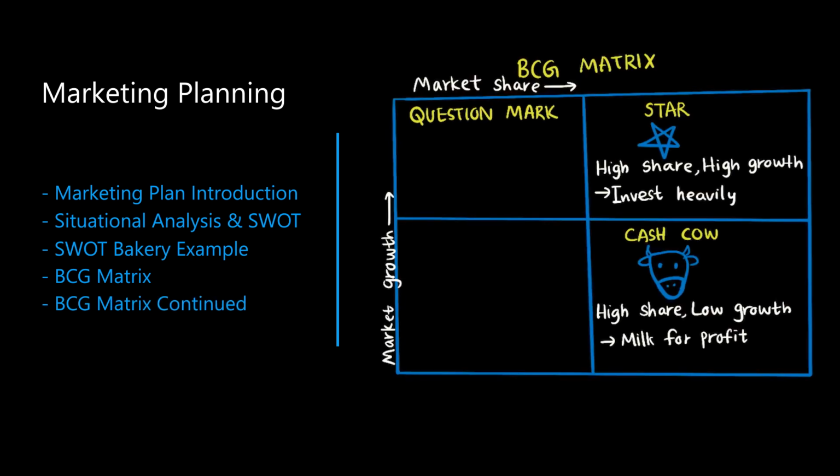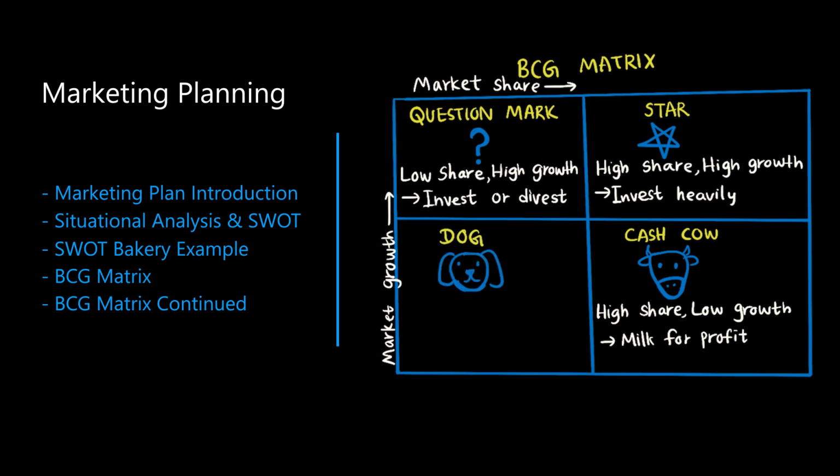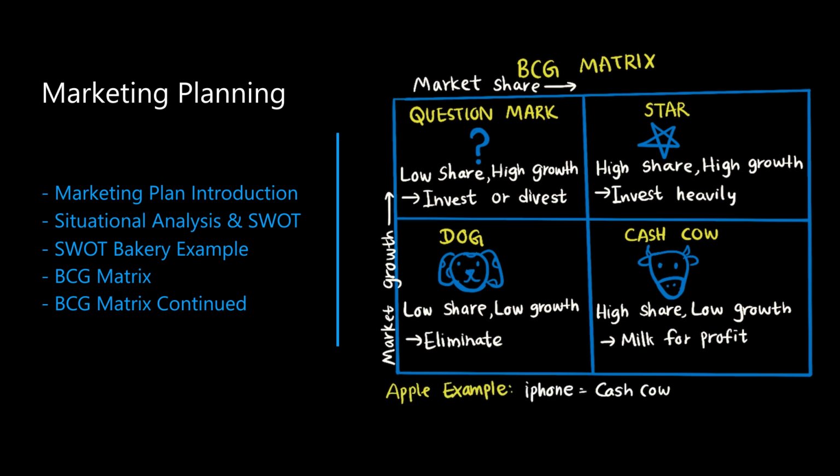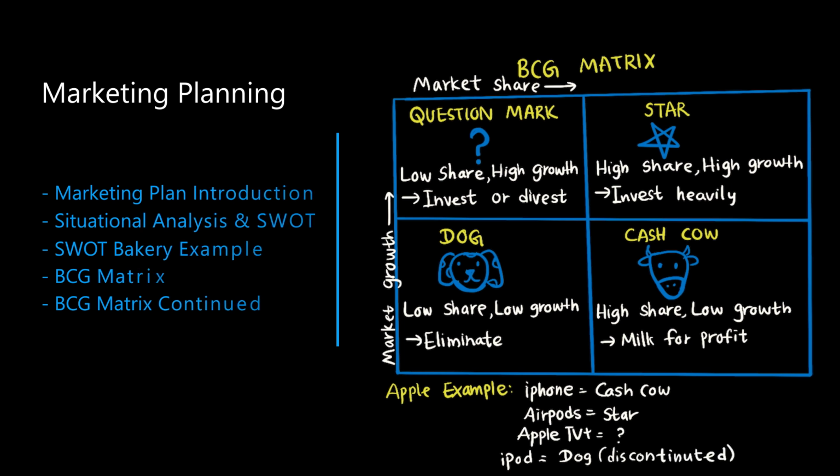Question marks have low share in high-growth markets. They need investment to become stars or should be divested. Dogs have low share in low-growth markets. Consider eliminating them. For example, for Apple, the iPhone is a cash cow. AirPods might be stars. Apple TV Plus could be a question mark. And iPods became dogs before being discontinued.